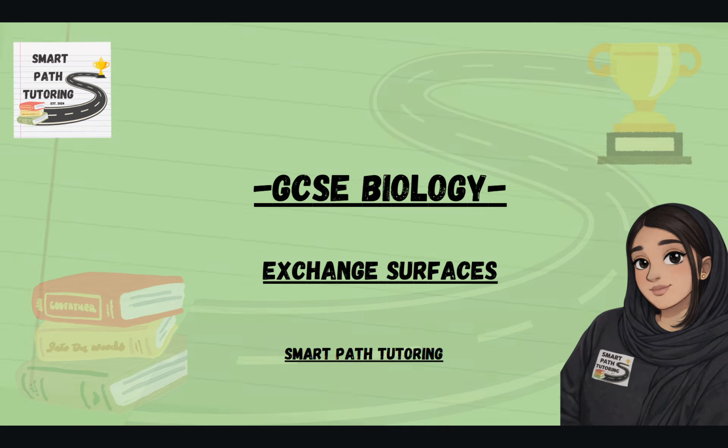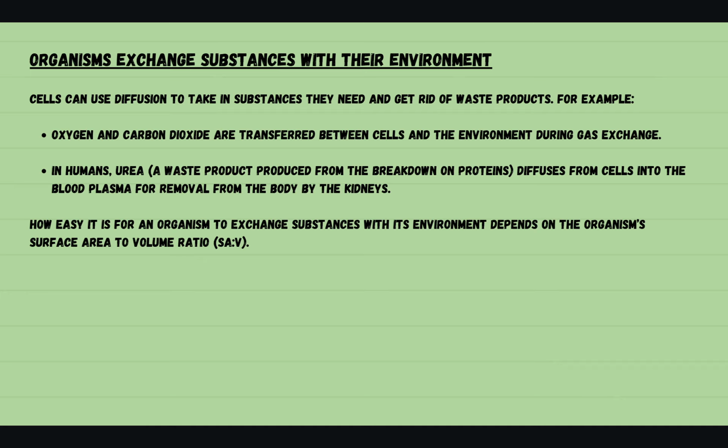Everyone, in this video we're looking at GCSE Biology, focusing on the topic of exchange surfaces. So, cells can use diffusion to take in substances they need and get rid of waste products. For example, oxygen and carbon dioxide are transferred between cells and the environment during gas exchange.